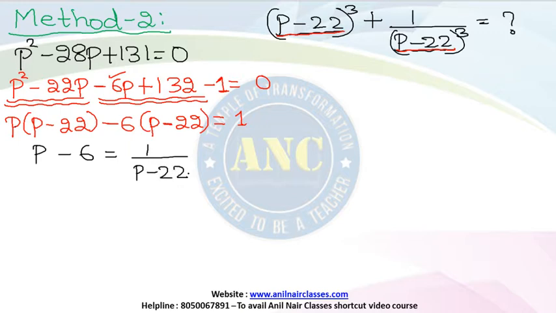Now I am very happy that I got this term p minus 22, which I require, but you should be a little more smart. I am not at all satisfied with only one of the p minus 22s. I want another p minus 22 also. That means this p minus 6 also I will try to express in terms of p minus 22.